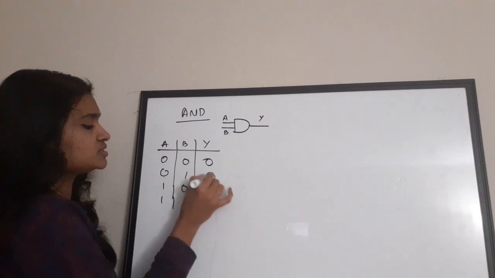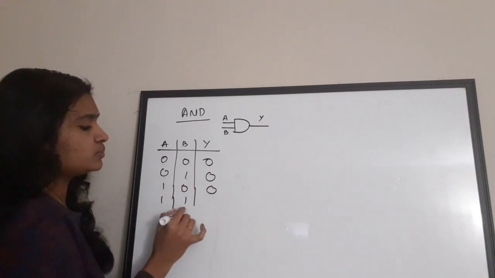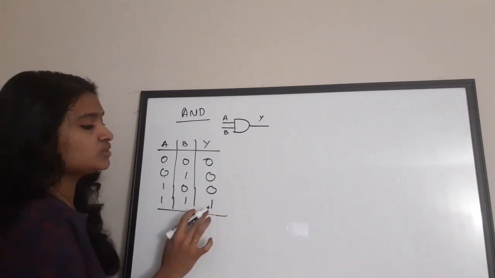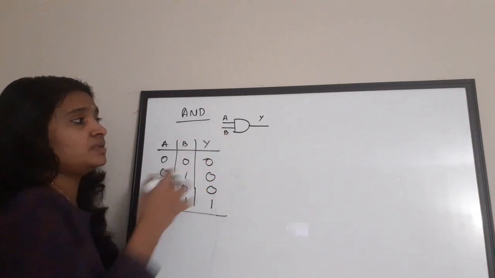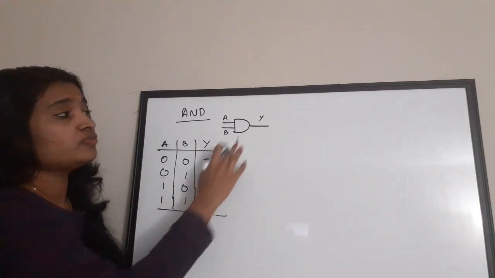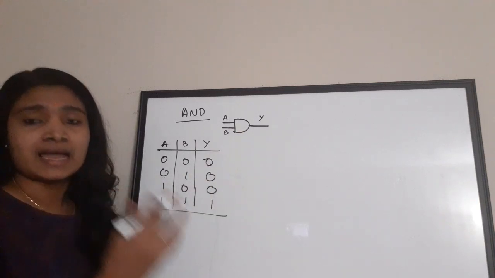0 and 1, the output is 0. 1 and 0, the output is 0. 1 and 1, the output is 1. Now, from the truth table, it is very much clear: when both these values, that is A and B, are 1, only then your output Y will be 1. That is the case for an AND gate.